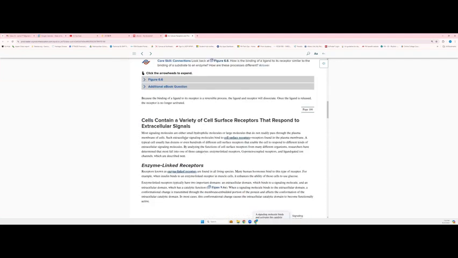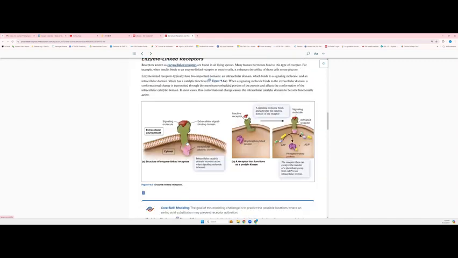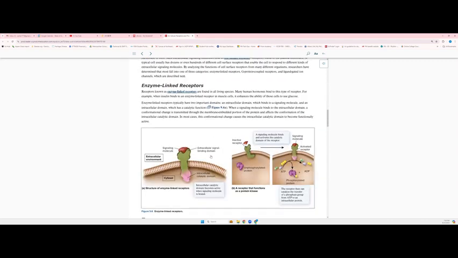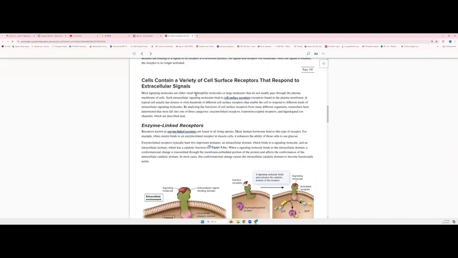So cells contain different cell surface receptors that respond to extracellular signals. We're going to talk about each one by one. Most of the signal molecules are either small hydrophilic molecules or large molecules that don't readily pass through the plasma membrane of the cells. So this is a signal molecule. Most times they are hydrophilic molecules, which means more like a polar molecule.